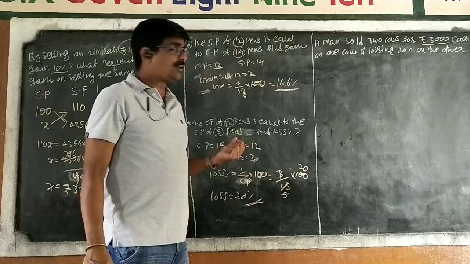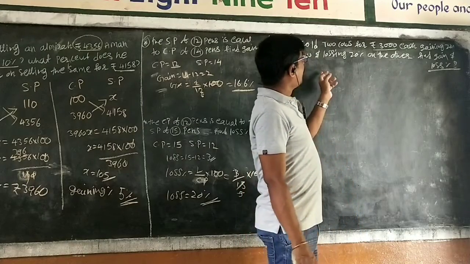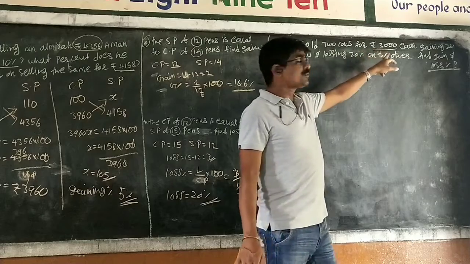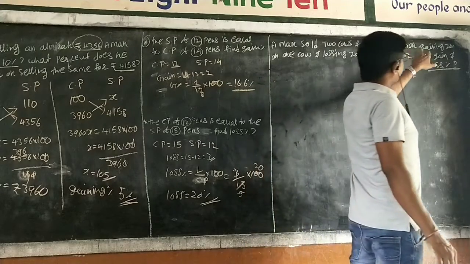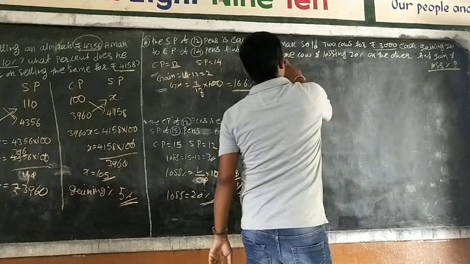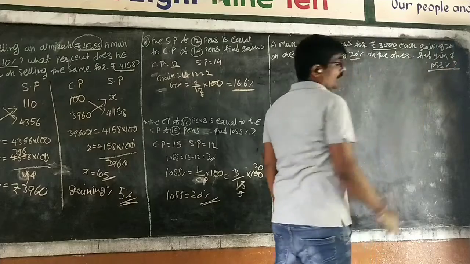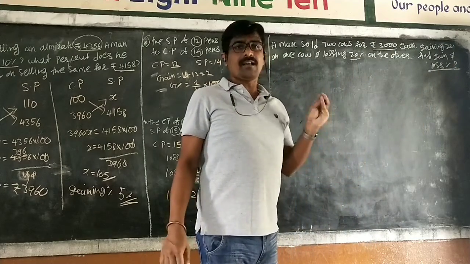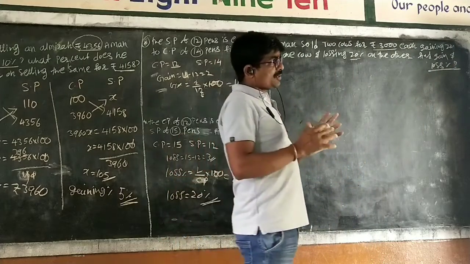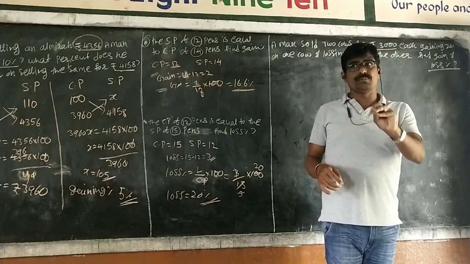20%. Understood? Next we are going for this problem: a man sold 2 cows, rupees 6,000 each, gaining 20% on one cow and losing 20% on another. Find his gain or loss percentage. So the man sold 2 cows, for each one 3,000.